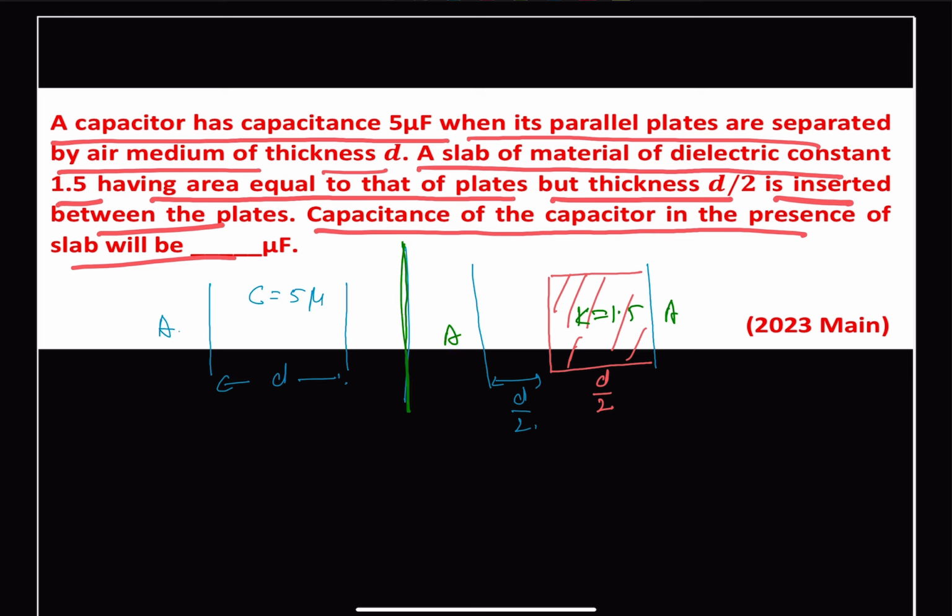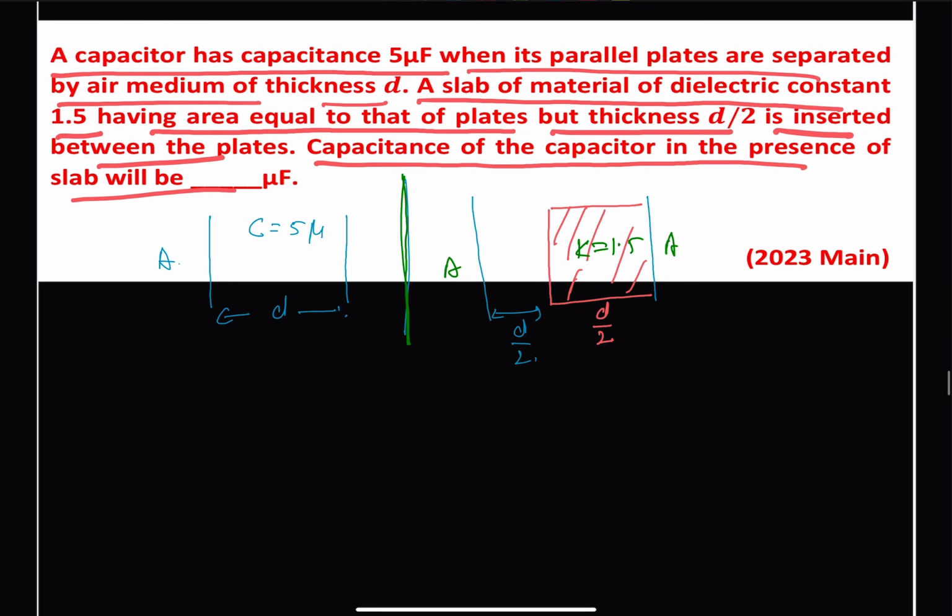So let us call this C naught. C naught is given as 5 microfarad and plate separation is D. And let us suppose the new capacitance of the entire system is C. Here we can clearly say that D by 2 is a capacitor having air as medium, and D by 2 is a capacitor having a dielectric of 1.5.